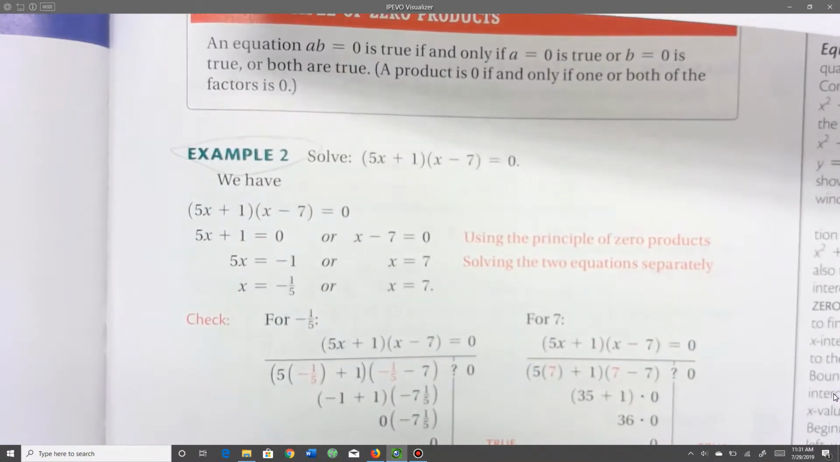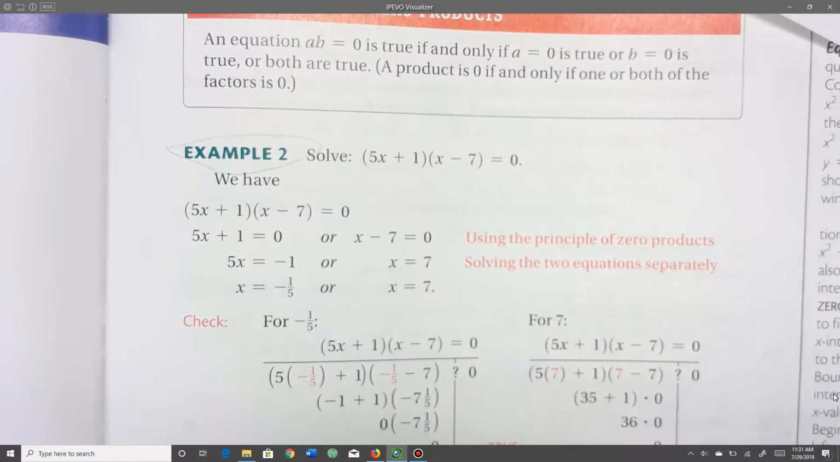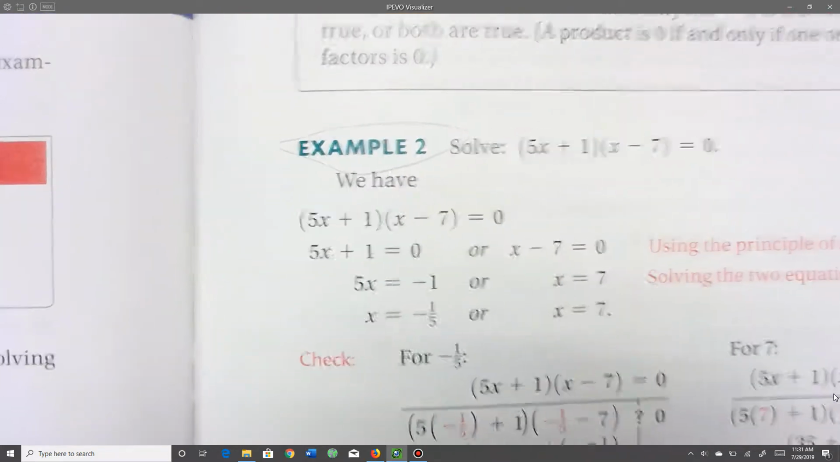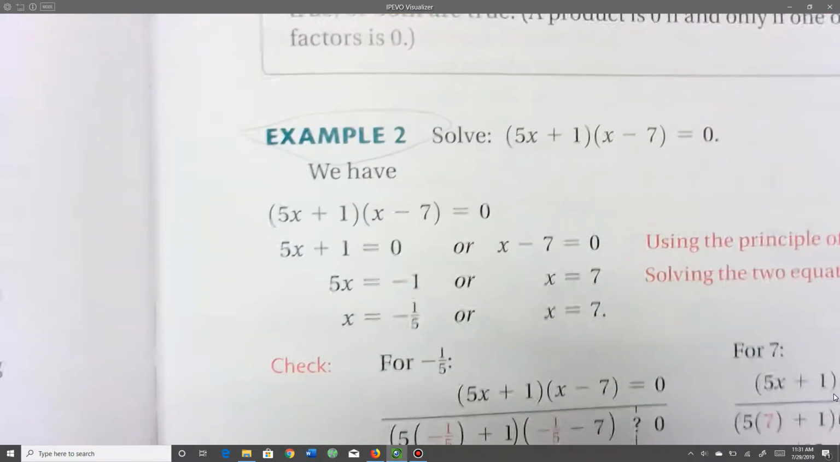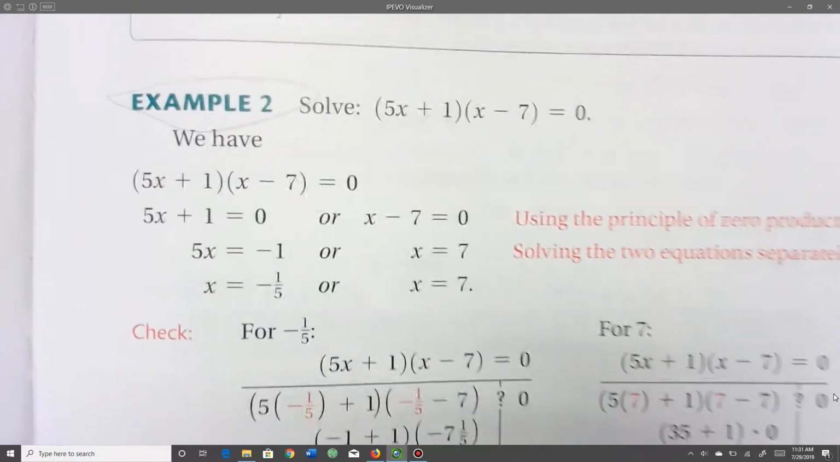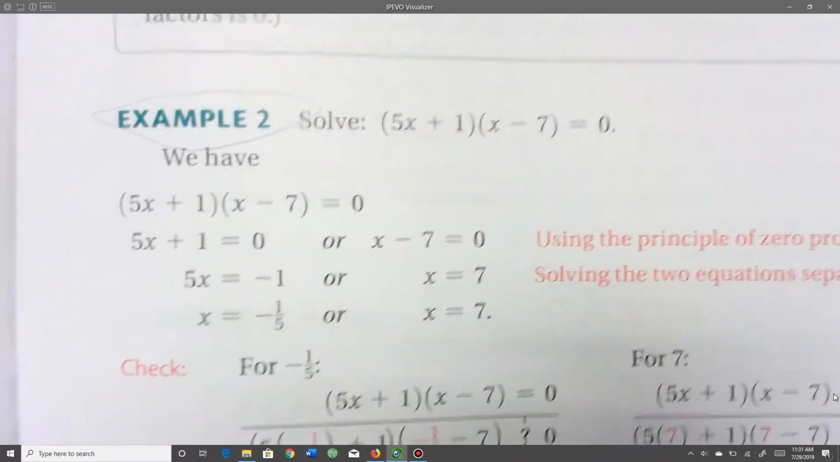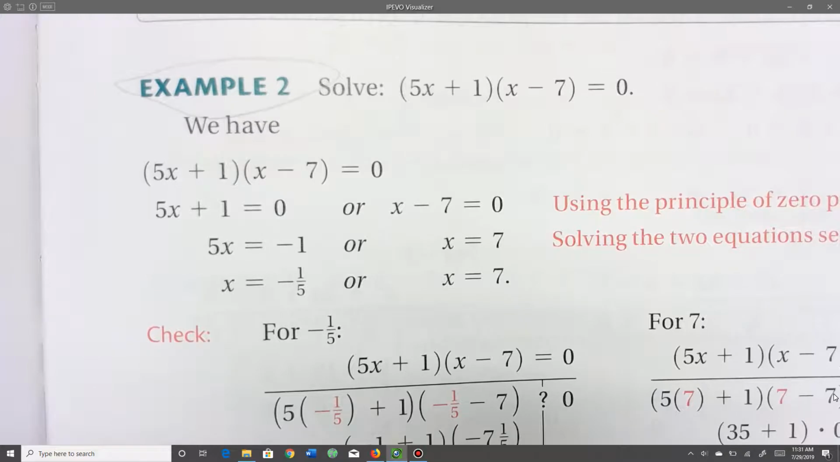Okay, let's move on to sample 2. Again, you have to ask yourself, is it set equal to 0? If not, make it equal to 0.